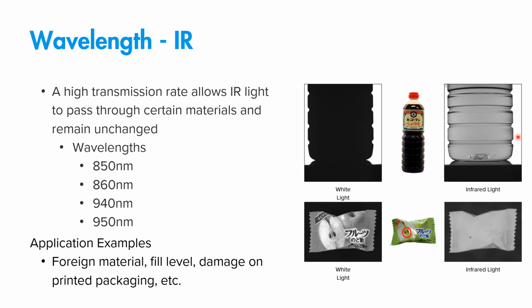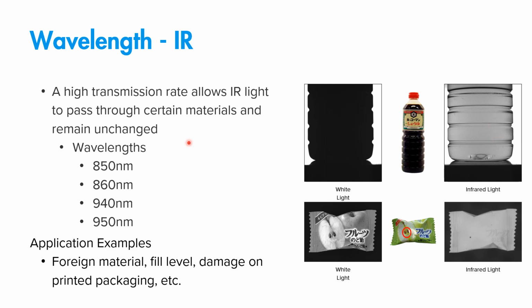So in this example here, we're seeing soy sauce. A white light, when it hits the soy sauce, obviously can't penetrate through. So we see what would probably be a good fill level application. But if we're trying to see foreign material within the container, it wouldn't work well. But that IR light can pass through that soy sauce, remain unchanged, and if there was some type of foreign material in here, we would be able to see it.